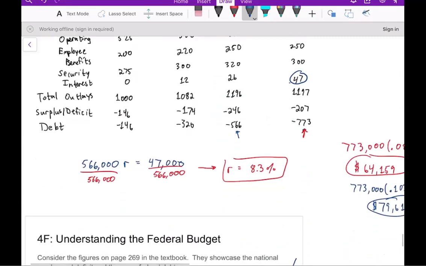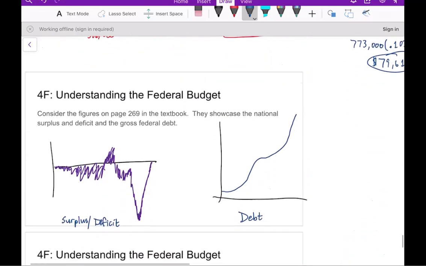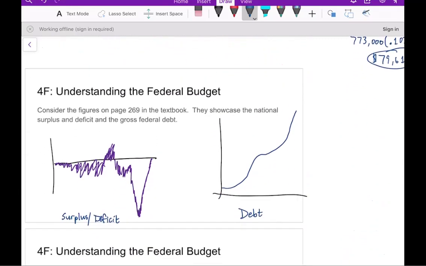All right. So that's a look at how, when you're dealing with the budgets of small companies or entire countries, you can be looking at some pretty big numbers here. Now, I gave sort of a rough sketch on some of the figures that are in the textbook. And this will showcase, again, the difference between what we mean by a surplus and a deficit, and then compare that to what we mean by debt.